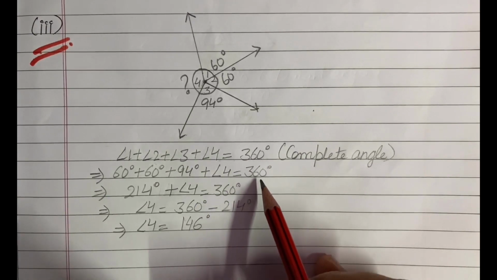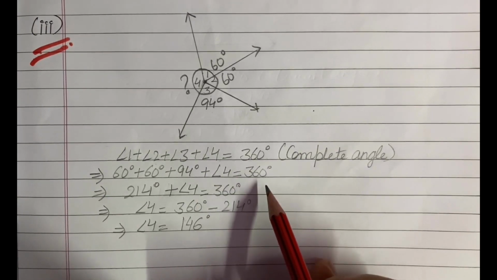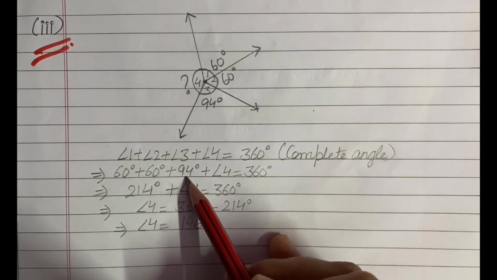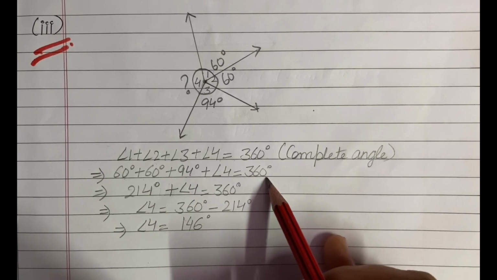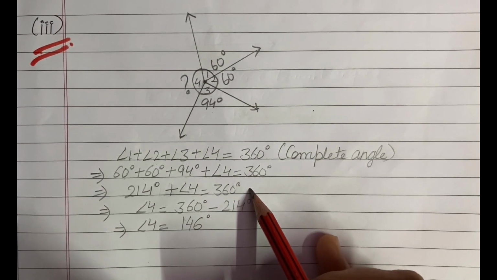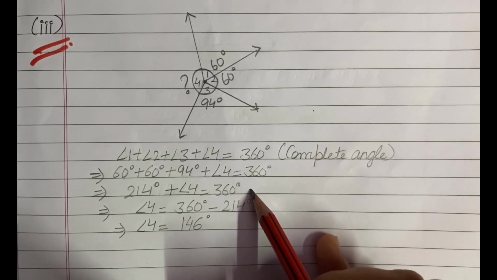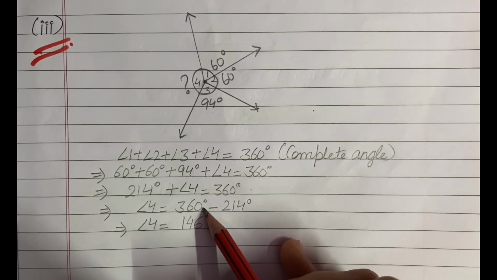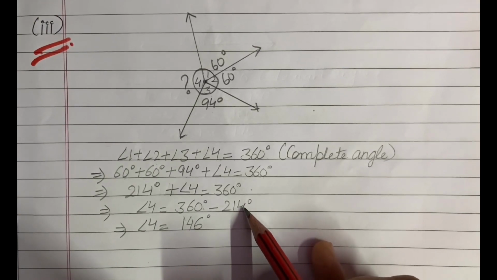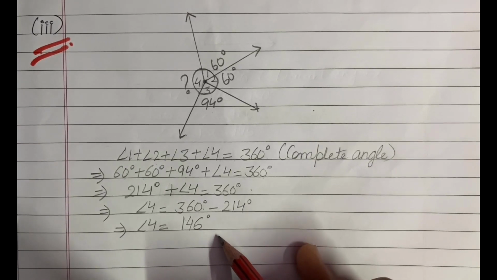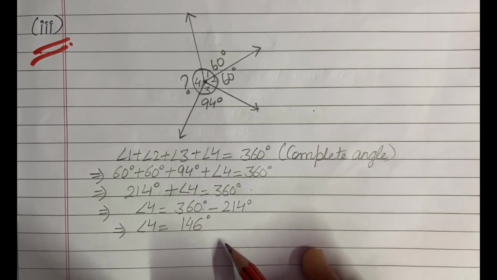Now in this next step we will put the values of the angles, and on putting the values we will get 60 degree plus 60 degree plus 94 degree plus angle 4 is equals to 360 degree. Now on solving this we will get 214 degree plus angle 4 is equals to 360 degree. And on solving this we will get angle 4 is equals to 360 degree minus 214 degree, and on solving this we will get angle 4 as 146 degree. Hopefully it is clear to you.